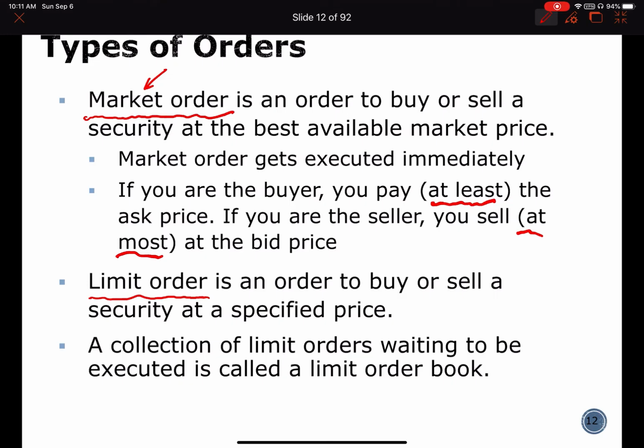The third related concept is the limit order book. If a bunch of buyers and sellers submit limit orders to the broker, all these limit orders will be aggregated. These aggregated limit orders, waiting to be executed, are called the limit order book. I know at this stage these concepts seem quite vague, so we will see an example, and I hope it will help clarify what a market order is, what a limit order is, and how these orders get executed.